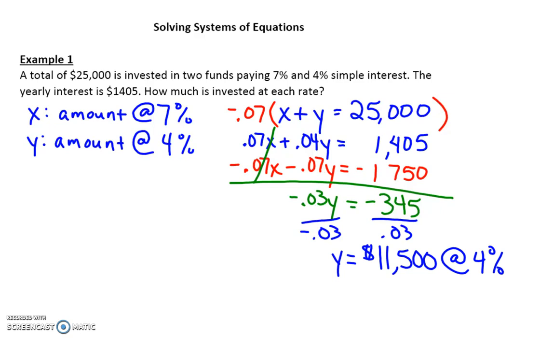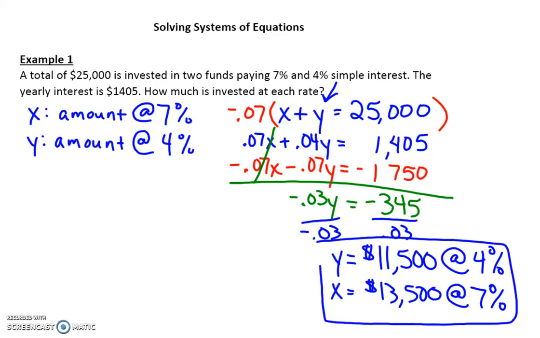And then you can just plug that y back into either of the original equations. I personally think the first one is easier, so I would plug it back in right here. And when you do that, you end up with x is $13,500, and that was at the 7%. And so that is your answer. And you can check that answer by plugging both of the values back into both equations and making sure it works. You could also graph it. That's how you can find how much was invested at each rate. And keep in mind, those were both linear equations.